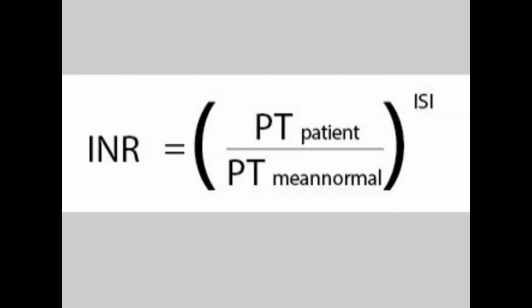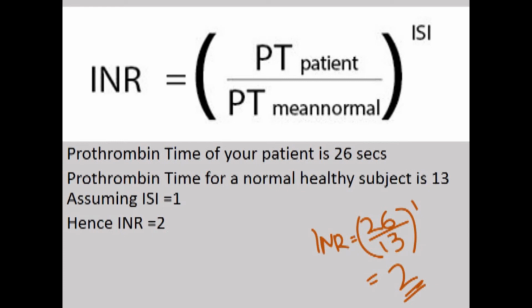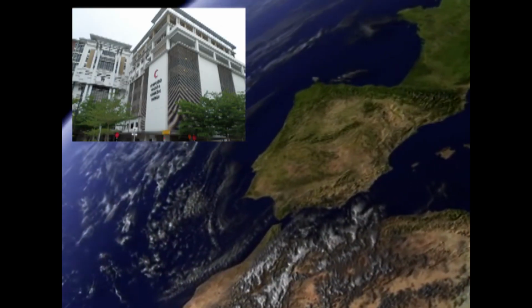The prothrombin time for a normal healthy subject, or a control value, is obtained. So the INR is the ratio between the prothrombin time of the measured patient and the prothrombin time of the normal subject, raised to the power of the International Sensitivity Index. So for example, if the PT time of a patient is 26 seconds and the PT time of the normal healthy subject is 13 seconds, assuming the ISI of the thromboplastin batch is 1, you get an INR of 2.